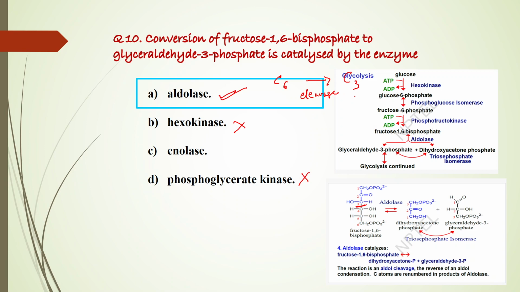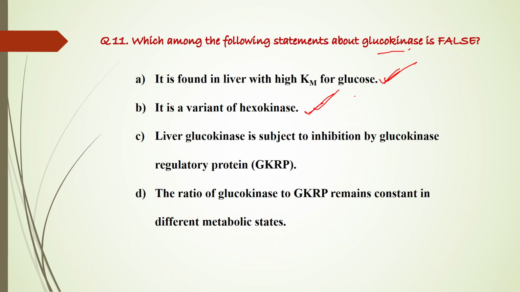Both of them are converting glucose to glucose 6 phosphate. So obviously glucokinase has to be a variant of hexokinase because the role is the same ultimately. So the second statement is a true statement as well. So this was true, this was true as well. The third one is: liver glucokinase is subject to inhibition by glucokinase regulatory protein.